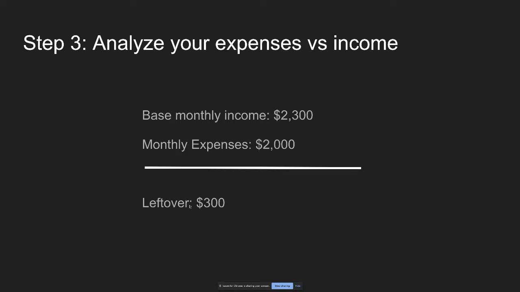The next step is going to be to analyze your expenses versus your income. So take your base monthly income, which we calculated at $2,300. Take your monthly expenses, which in this example we calculated at $2,000, and you're left over with $300. What you want to see is a little bit of wiggle room in your income versus your expenses. So whatever's left over, this really should be earmarked for savings, which we'll talk about later. If there is a discrepancy between the expenses and the income, so you are left with like a negative number, that means, pretty simply, you either need to reduce your monthly expenses or you need to increase your income.